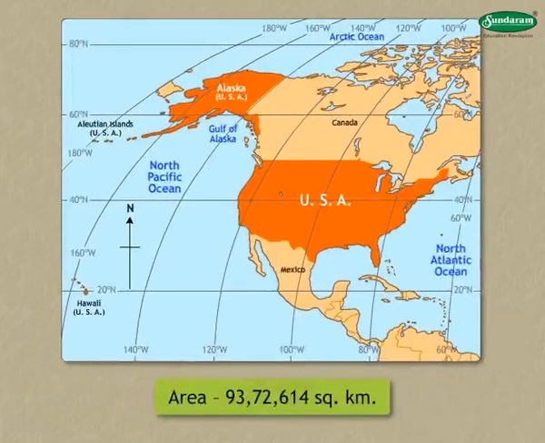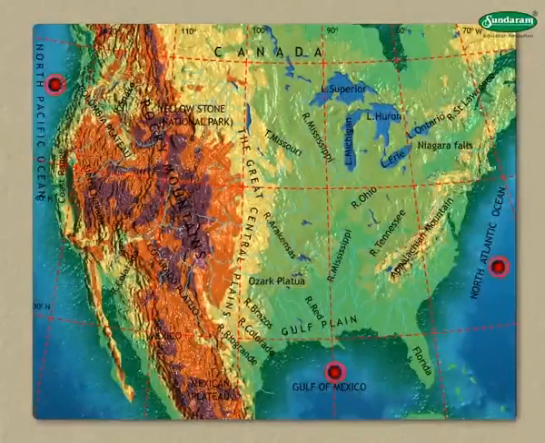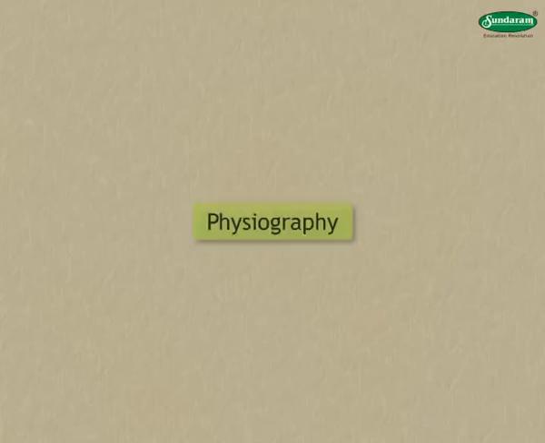It has an area of 93,72,614 square kilometers. See this map and make a list of the oceans and countries seen along the boundary of this nation. We shall study the physiography.